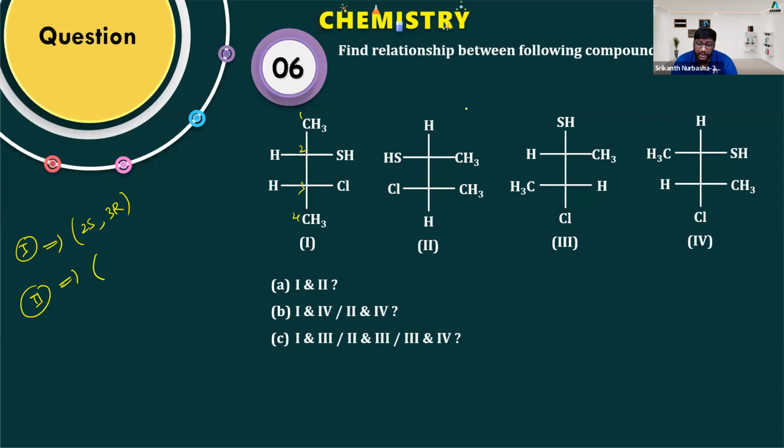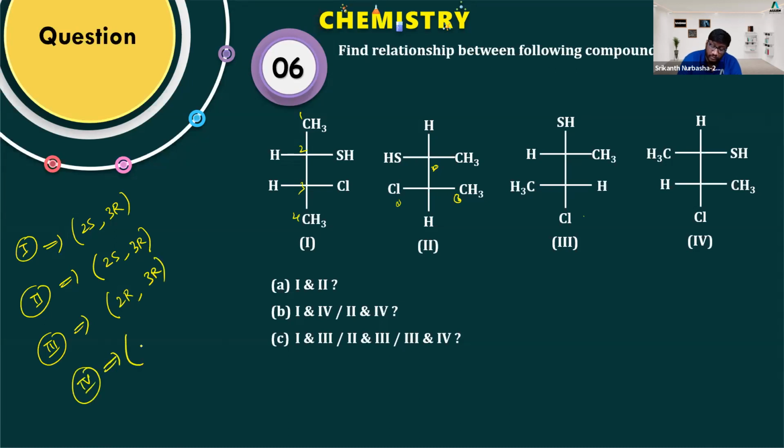Second compound: 1, 2, 3, anti-clockwise direction. Anti-clockwise means S, because hydrogen is already on the vertical line, so 2S comma, next 1, 2, 3, first priority, second priority, third priority, clockwise direction. Clockwise means R, so 2S comma 3R. Third: first priority, second priority, third priority, anti-clockwise direction means S, but it should be R, so 2R comma, first priority, second priority, third priority, anti-clockwise means S, but it should be R because the fourth priority is on the horizontal line, so 2R comma 3R.